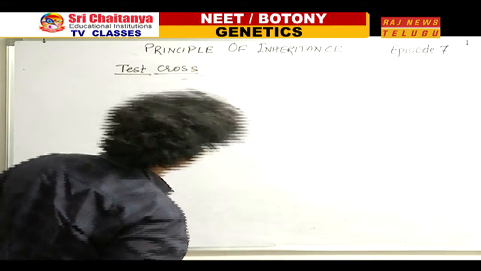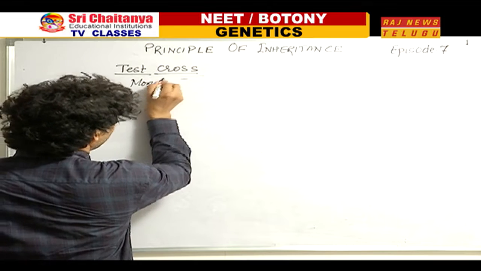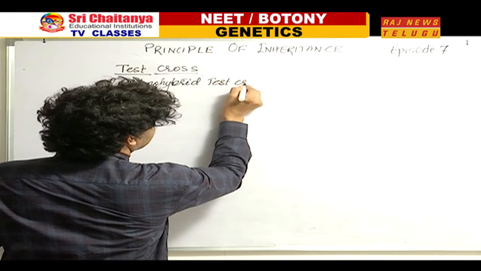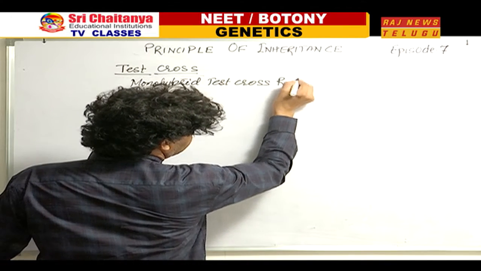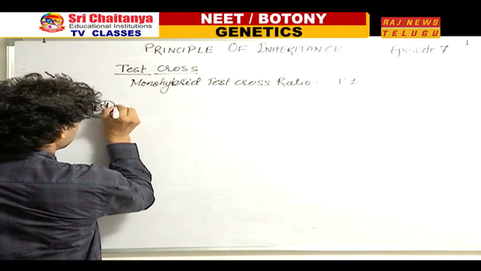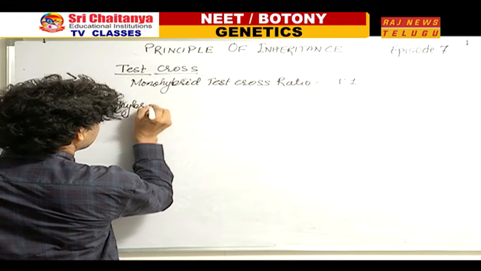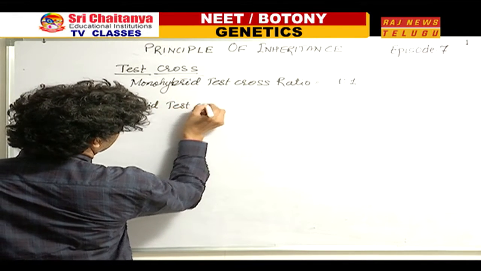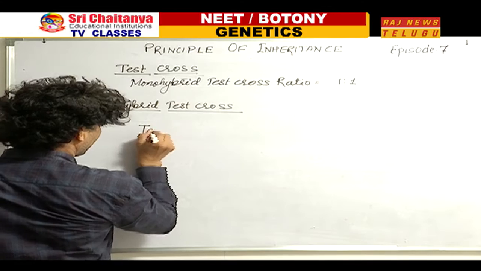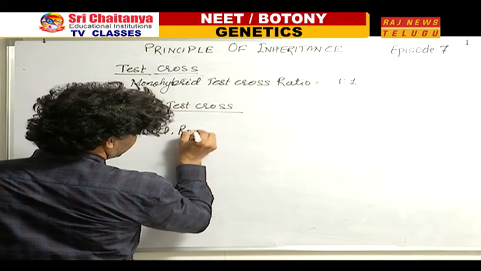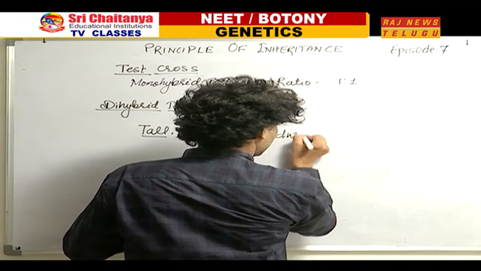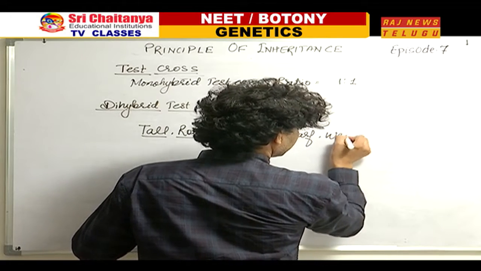So what does the monohybrid test cross ratio come to? The monohybrid test cross ratio comes 1:1. Now the dihybrid test cross: a tall plant with round seeds crossed with a dwarf plant with wrinkled seeds.